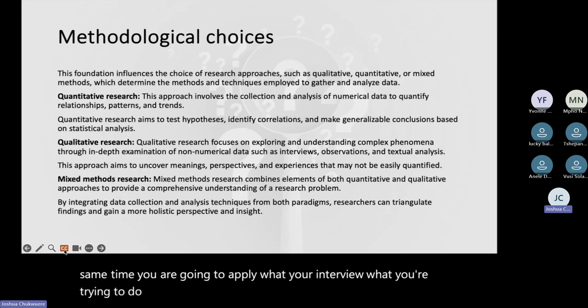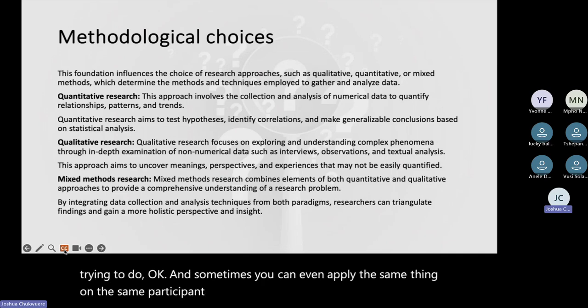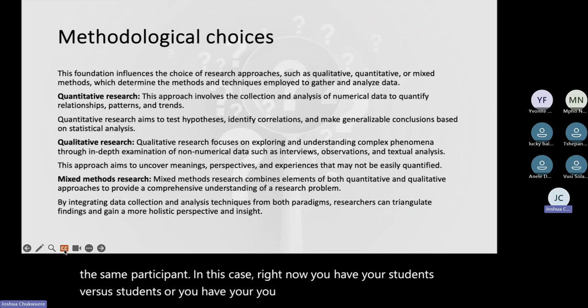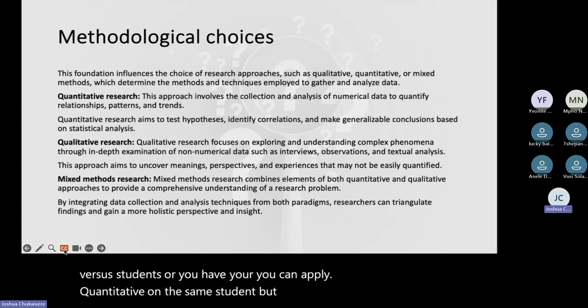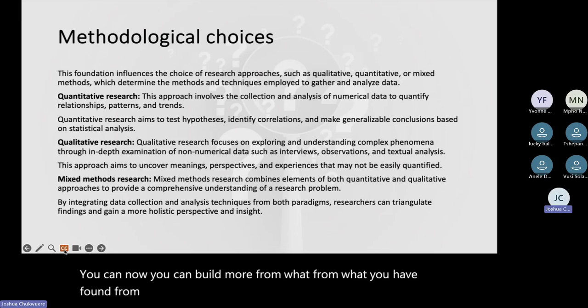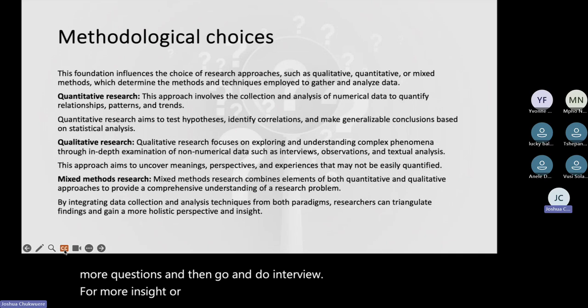And sometimes you can even apply the same thing on the same participant. In this case, you have student versus student, or you can apply a quantitative method on the same student. But after that, you can build more from what you have found from their quantitative research. You're able to generate more questions and then go and do an interview for more insight, or you do them concurrently, or you have the same institution, right?